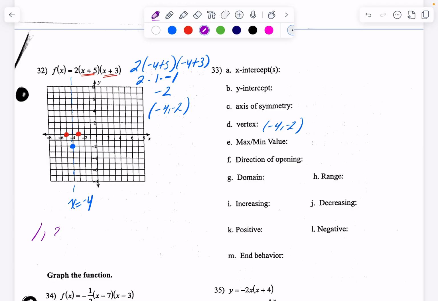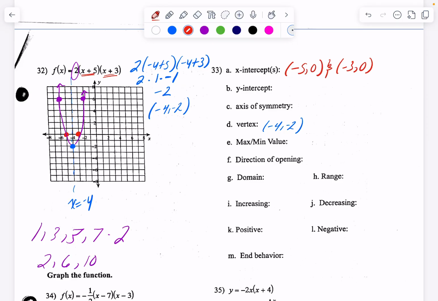Then 1, 3, 5, 7 times the 2, which would be 2, 6, 10. Over 1 up 2. Over 1 up 1, 2, 3, 4, 5, 6. 5, 6 on this side. Graph. Our x-intercepts have luckily been at whole numbers, so that's helpful. -5, 0, and -3, 0.